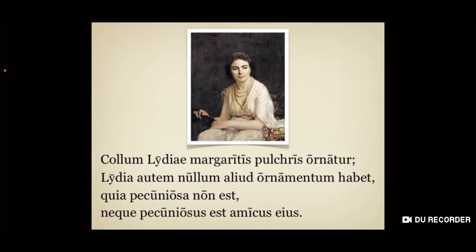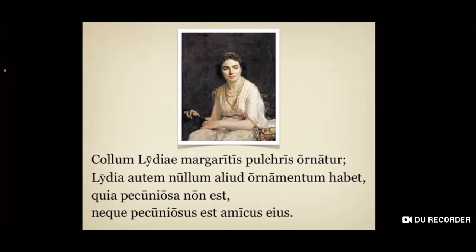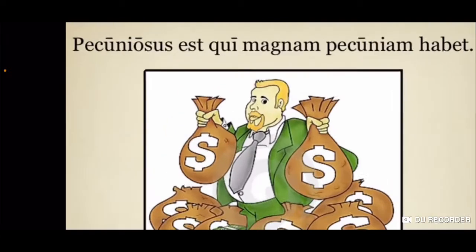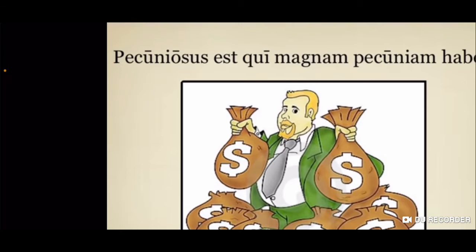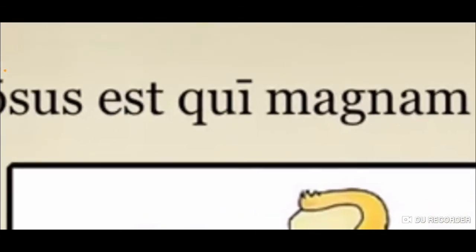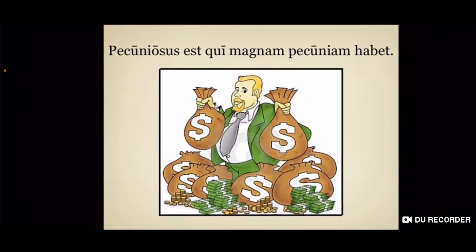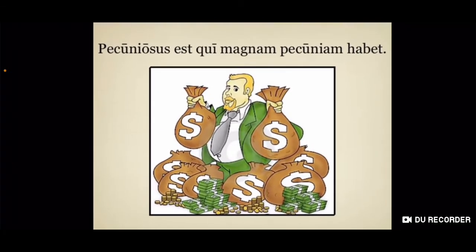Neque, neither. Pecuniosus est amicus eius, neither is her boyfriend rich. Pecuniosus est qui magnam pecuniam habet. A rich person is he who has a lot of money. And I know it's he because pecuniosus is masculine, pecuniosa is feminine. And you're able to say qui for she, who. Qui is he who. When you're dealing with no gender, you're just dealing with who without saying he or she. You automatically revert to qui.